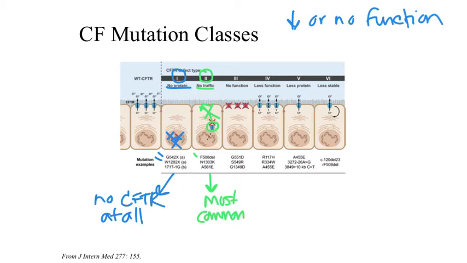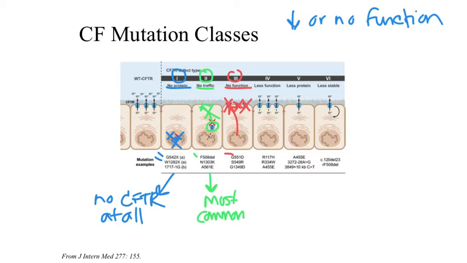Class 3 is a loss of function mutation. The primary example here that I've already mentioned is the G551D mutation. In individuals with a class 3 defect, CFTR is synthesized, it is trafficked to the apical membrane, but once at the apical membrane, it is non-functional and does not process or transmit chloride across the membrane.